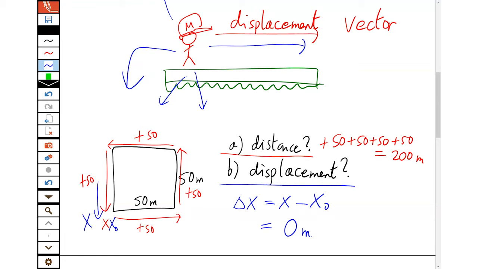Seems nice and clear when you lay it out, but you want to know that ahead of time. For example, if it was a multiple choice question and some of the answers were 200 meters or 0 meters, you'd always want to remember which was which. So remember, displacement is the vector.